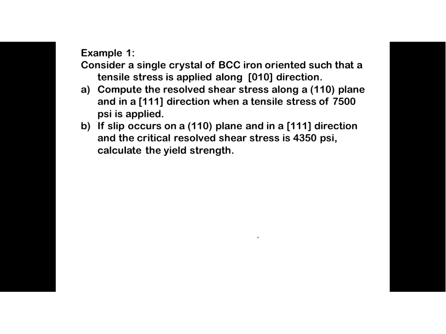All right, let's look at an example. Let's say we have a single crystal of body-centered cubic iron, oriented such that a tensile stress is applied along the 0, 1, 0 direction. Okay, let's draw a picture of what we have going on here. So here's our system. Let me draw this larger, actually. Hang on. Let's draw this a little bit bigger. So here's our crystal system, and we know it's body-centered cubic, so there are atoms at all 8 corners, and there's one in the center.